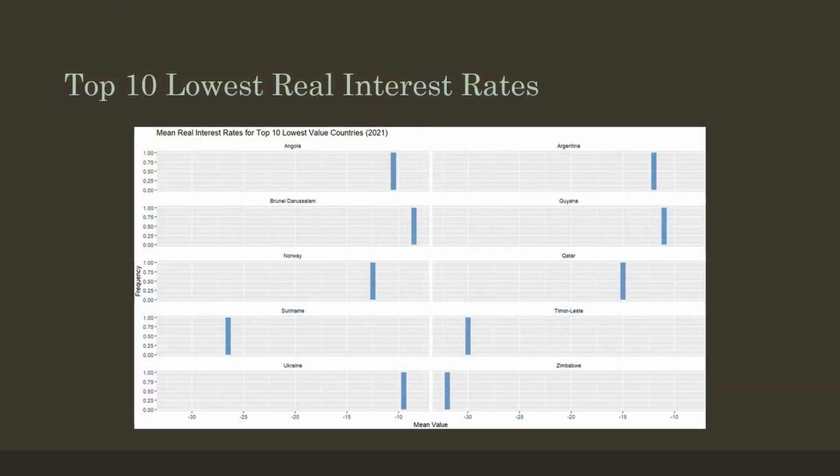This chart shows the top 10 lowest real interest rates. By grouping the countries together, the histogram allows an insight into the overall shape, spread, and central shift of the distribution. It can also help to identify any outliers or patterns in the data. The overall histogram is useful for understanding the distribution of the average values for the bottom 10 countries with the lowest value and for reviewing the patterns and trends that this data might represent.